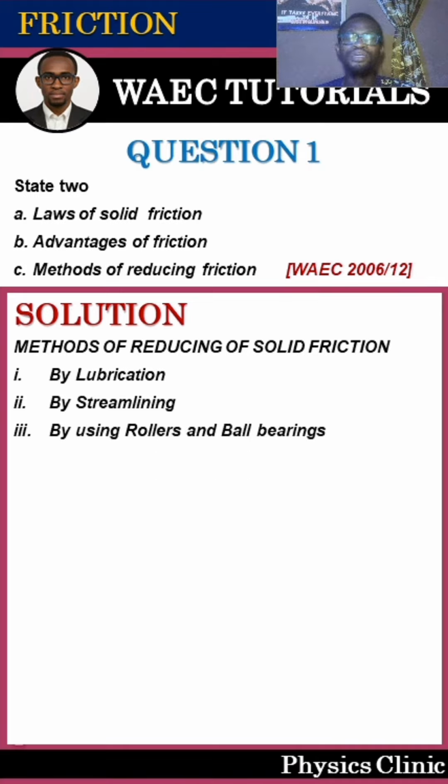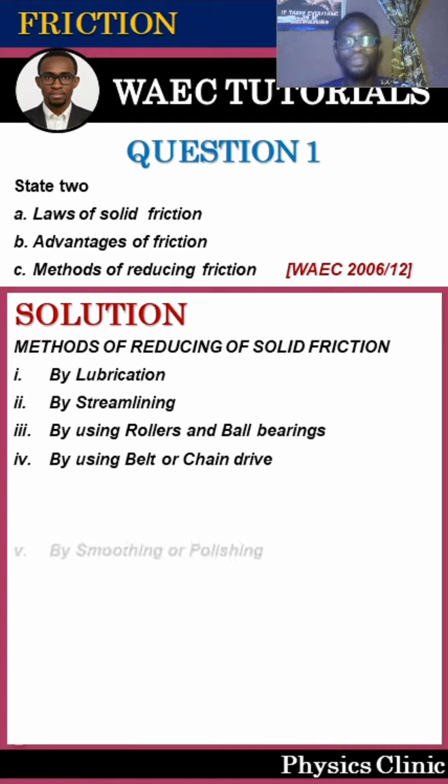Number 3 is using rollers and ball bearings. They help us to reduce friction. Number 4 is by using belts and chain drive. Number 5 is by smoothing and polishing. So these are the ways by which we can reduce solid friction.